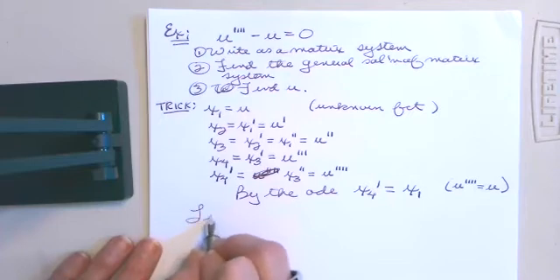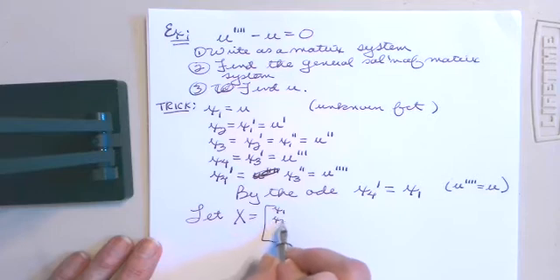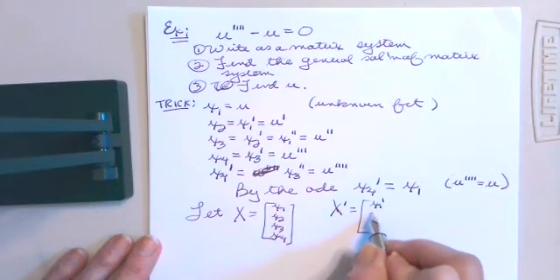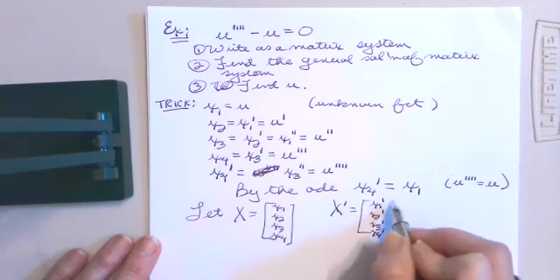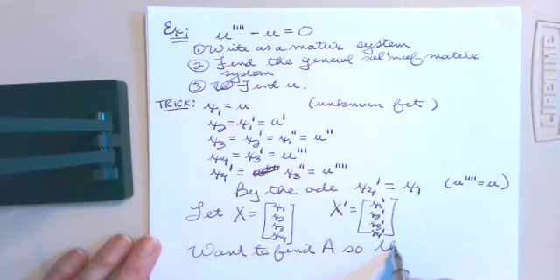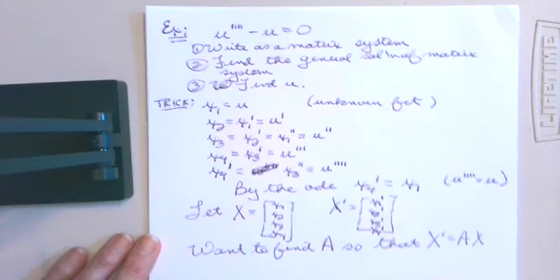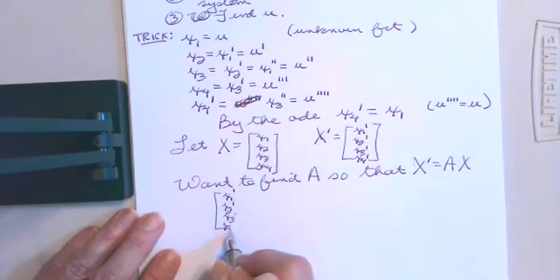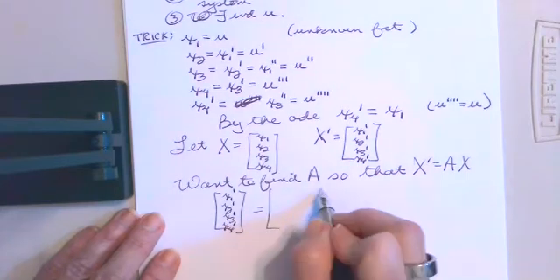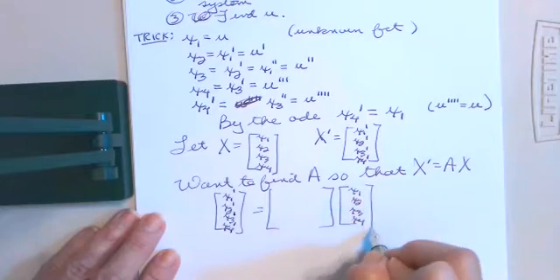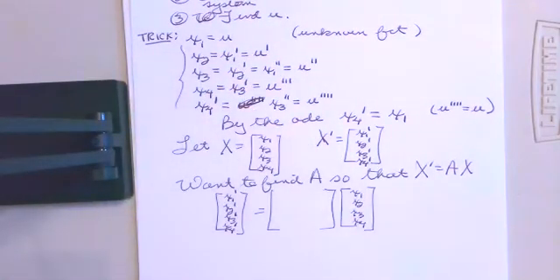All right, so I'm going to let x be x1 to x4. And then x prime is x1 prime, x2 prime, x3 prime, x4 prime. And I want to find A so that x prime equals Ax. Now x prime, I just wrote down, and I want that to be the matrix A times the vector x. And now I have to use my equations up here to figure out what the components of A are going to be.